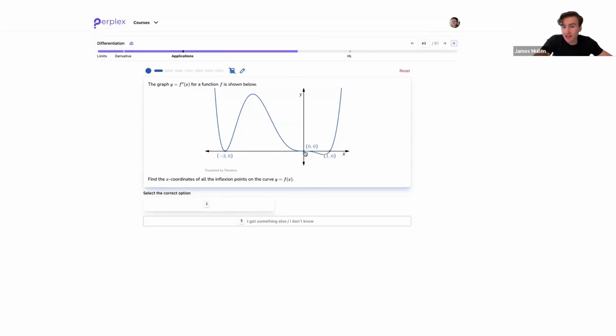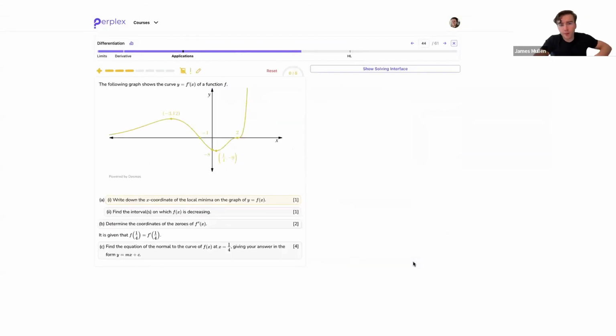It does change sign at 0, and it does change sign at 1. So the x-coordinates are 0 and 1. Okay? Now, IB style question. This one has not really shown up on past papers before, but I think it could.